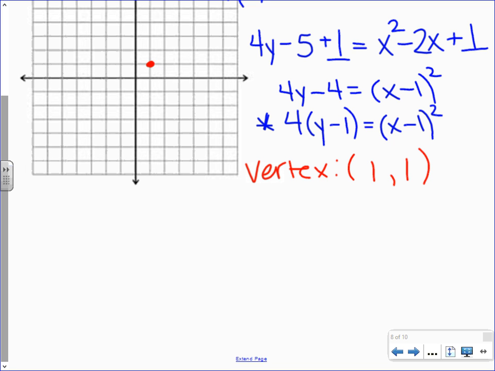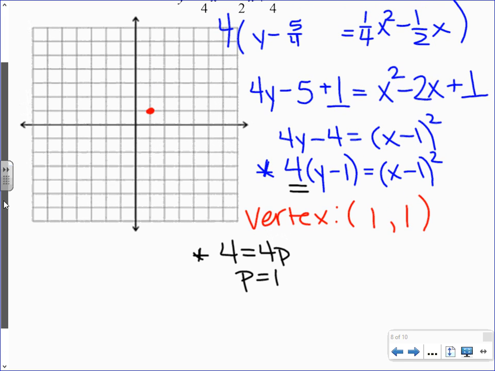Now this was nice because even if you got the x and y mixed up, it wouldn't matter, right? But make sure the x coordinate comes from the x, the y coordinate from the y, right? Our coefficient is 4. Remember, our coefficient is always equal to 4p. So what is our p-value? Our p-value is 1.